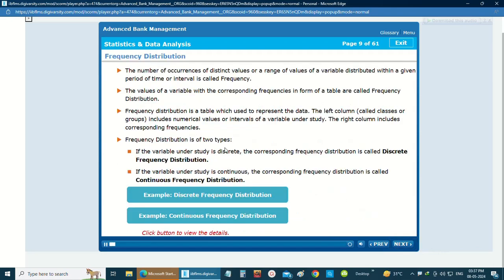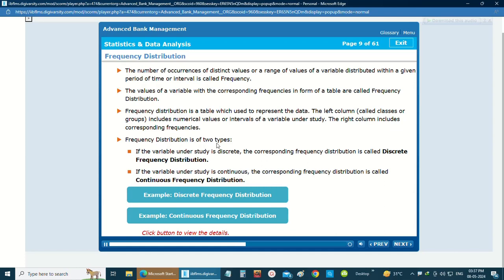Frequency distribution. The number of occurrences of distinct values or range of values of a variable distributed within a given period of time or interval is called frequency. The values of a variable with the corresponding frequencies in the form of a table are called frequency distribution. Frequency distribution is a table which is used to represent the data. The left column includes numerical values or intervals of a variable under study. The right column includes corresponding frequencies.